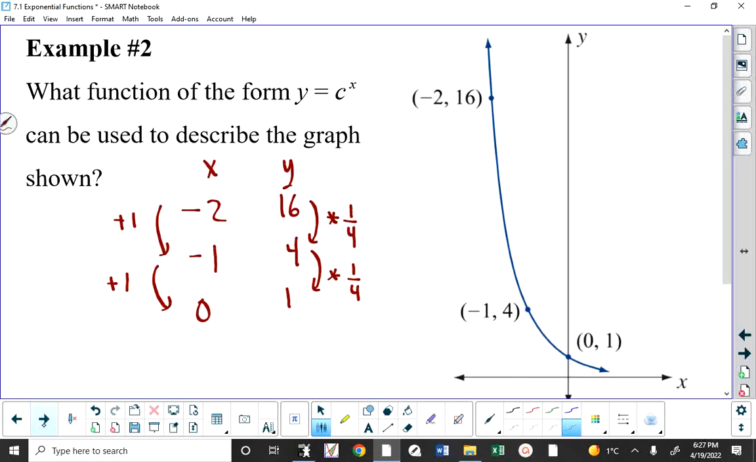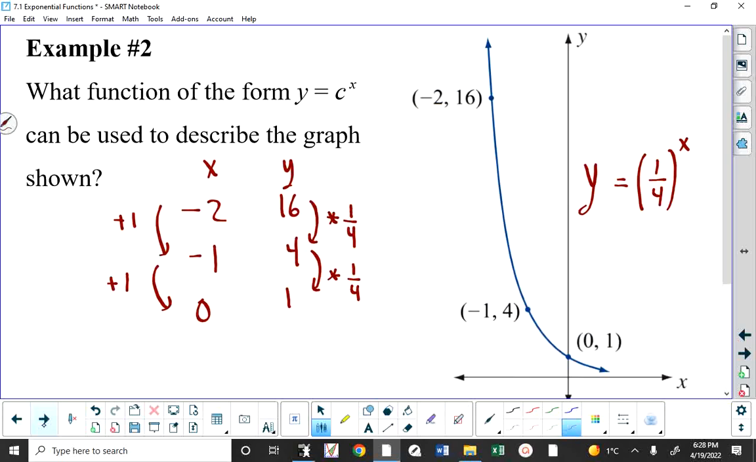So what I've tried to impress on you is that c, the base of the exponential function, is the number that y gets multiplied by regularly. So the answer to this question is 1/4 raised to the x. And we're done. This is too simple to be an exam question. I'm still trying to warm you up to the idea of what c is. C is a base that y is being multiplied by regularly.